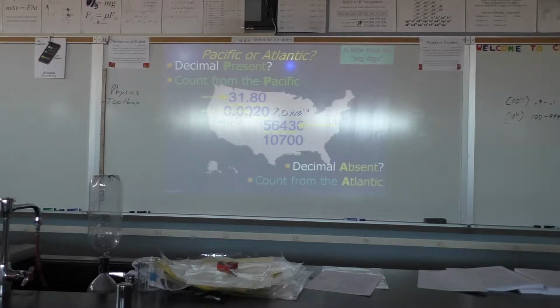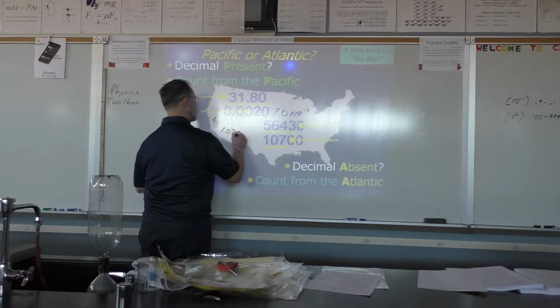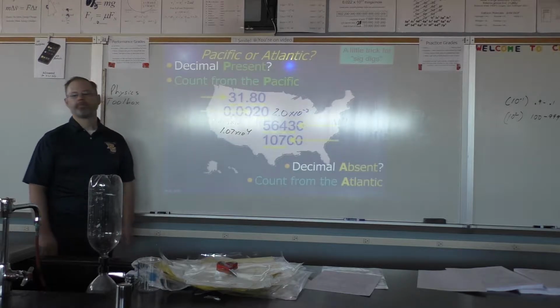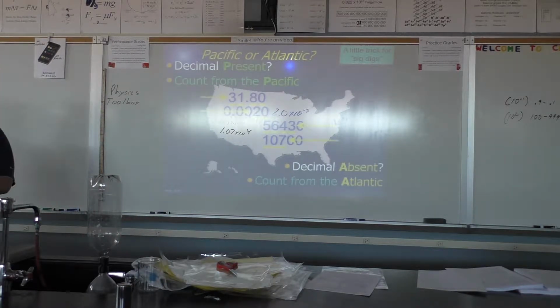3, 2, 3, 3. This would be 1.07 times 10 to the 4th. Okay, right. So, figuring this out? Yeah, kind of. Are you getting comfortable with this idea of significant digits?